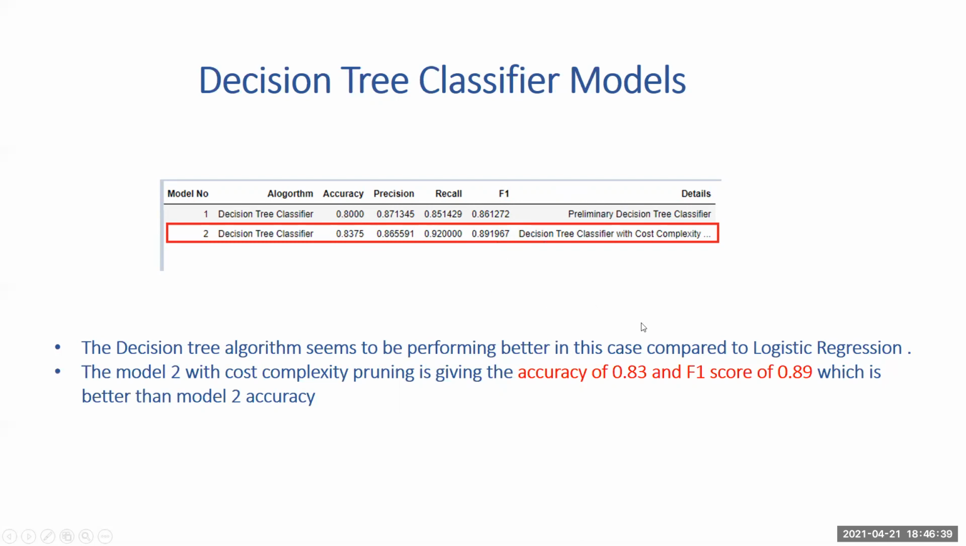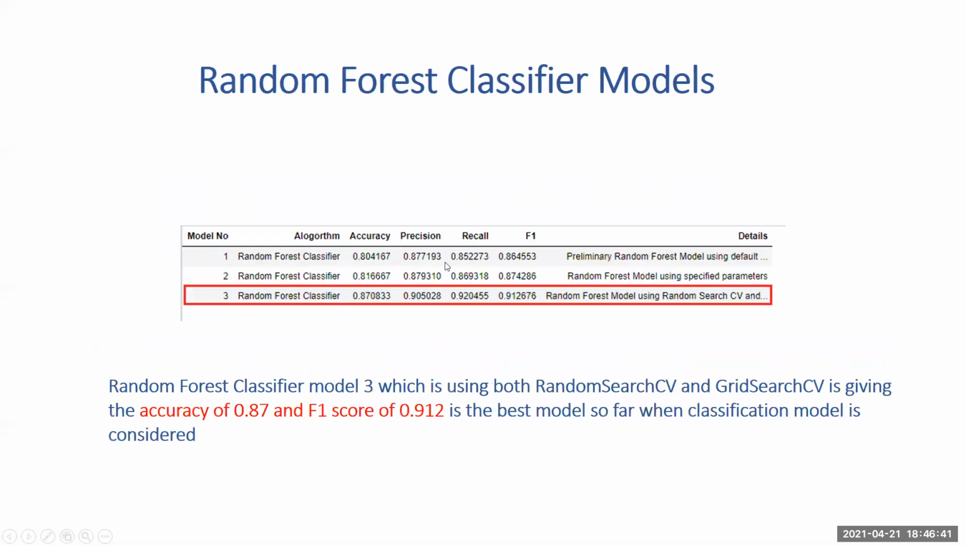So we can see whether we can do better with the random forest classifier model. So yeah, 3 models have been built around it. First is the preliminary, which has also given a good result, and the second is using some specific parameters. We have got this result, and using the random search CV and grid search CV, we were able to achieve an accuracy of 0.87 and an F1 of 0.91, which is the best model so far.